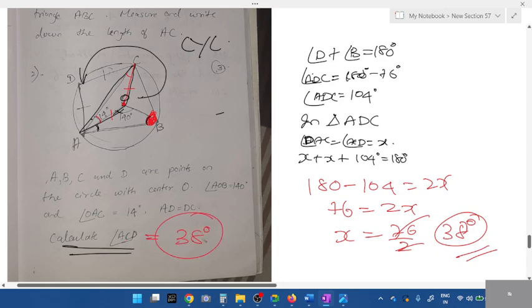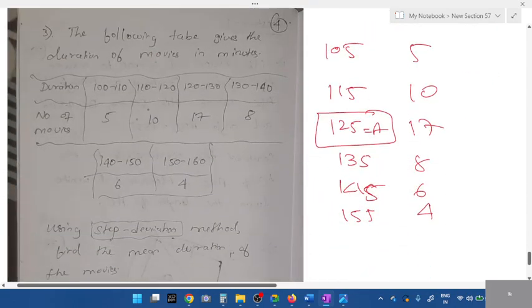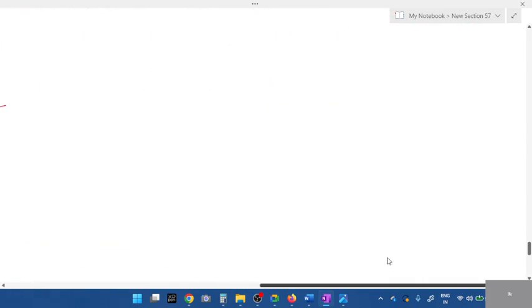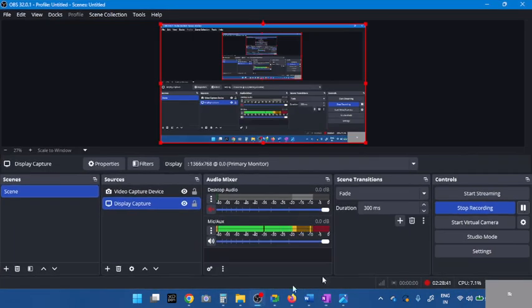38 degrees. So according to the concept I explained, always start with the second triangle because more values are given. Then use the cyclic quadrilateral, make it equal and complete it. I have done everything except this and the graph part, students. We'll do it tomorrow morning. Tomorrow morning I'll end the recording and upload it.